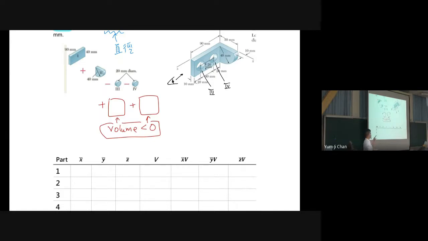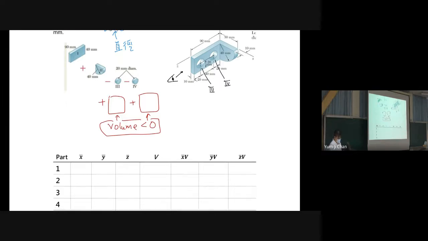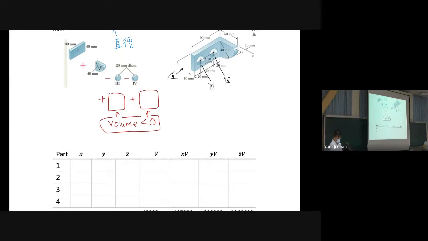Okay, for these two holes, because we are taking things out, the volume V is smaller than 0. So if we know these 2 are taking out, the volumes of these 2 parts are smaller than 0, which means we put the minus sign here first.